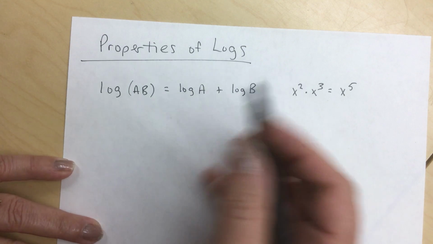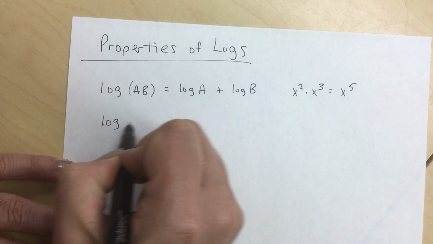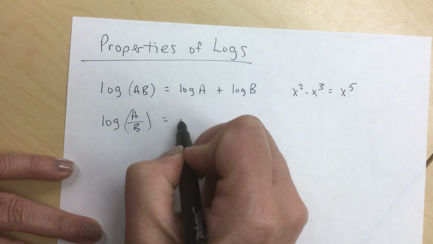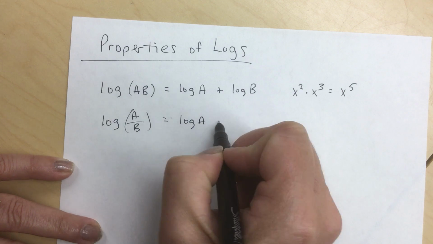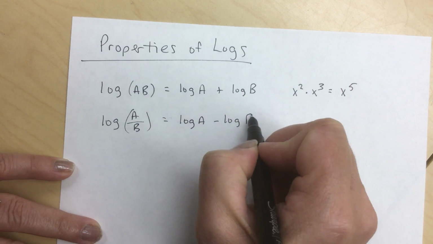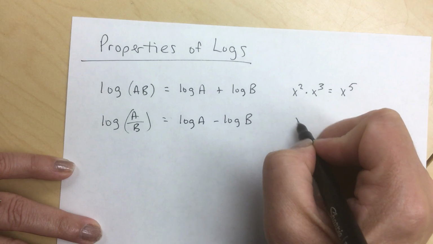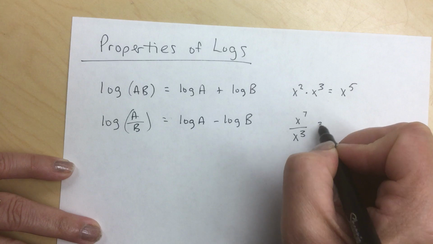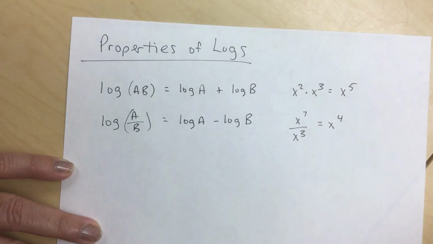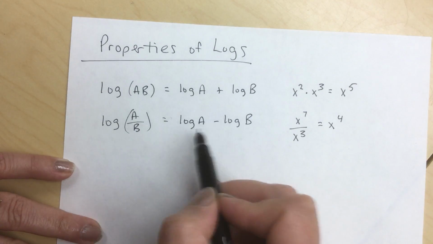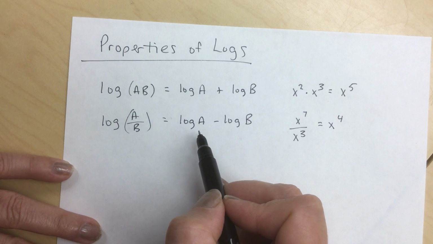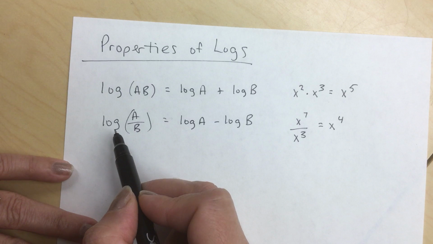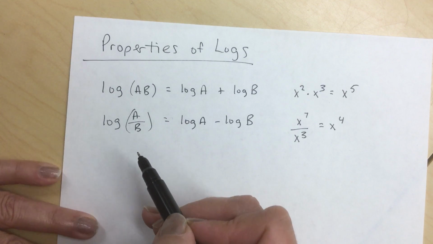Okay, so the next thing is division. If you have the log of A divided by B, that is equal to the log of A minus the log of B. So just like if you have x to the seventh divided by x to the third, that equals x to the fourth. We subtract exponents here. The log of something is an exponent. So if you subtract these two exponents, that's equal to the exponent that goes with A divided by B.